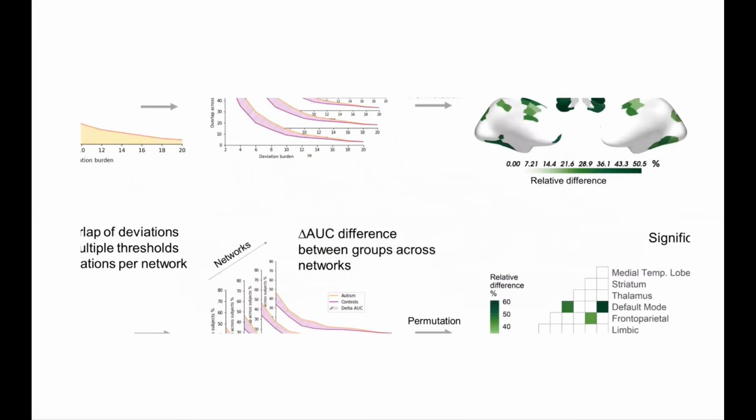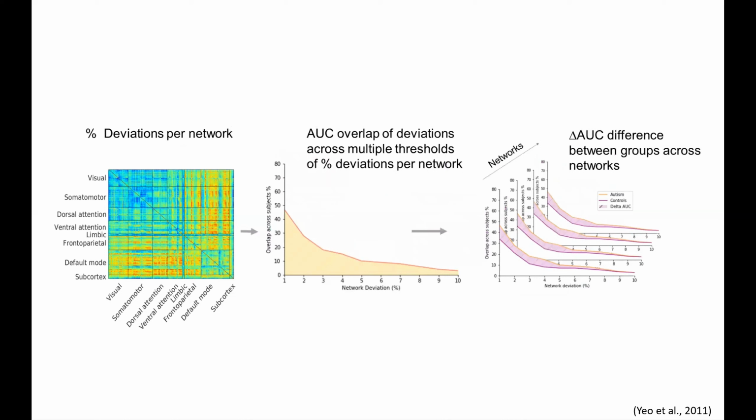The same area under the curve procedure was used to evaluate group differences in network level overlap of functional connectivity deviations. Here we looked at the percentage of extreme deviations falling within each of 7 canonical networks, additionally including subcortical structures. We then evaluated overlaps across thresholds ranging between 1 and 10% and calculated the difference between the two areas under the curve.